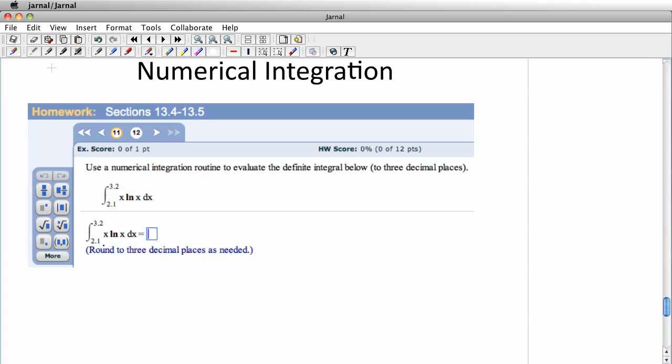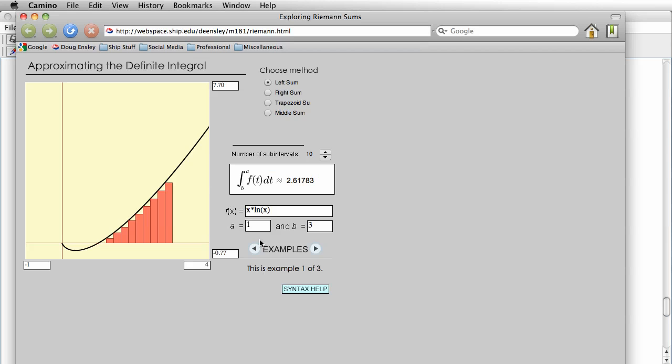They wanted me to have the interval 2.1 to 3.2. So back here to my applet, I have 2.1 to 3.2. And so this shows me what the region looks like. It's above the x-axis. That's nice. And this tells me approximately the value. Now, I wouldn't use this answer because they do want the answer accurate to 3 decimal places, and this is just a real rough estimate using 10 rectangles.